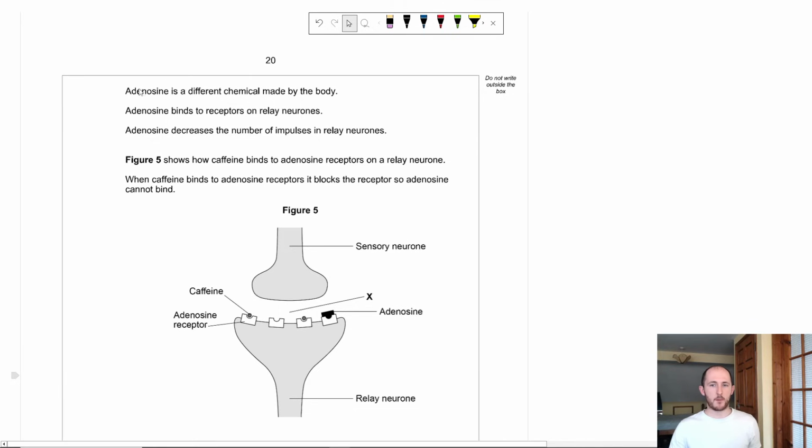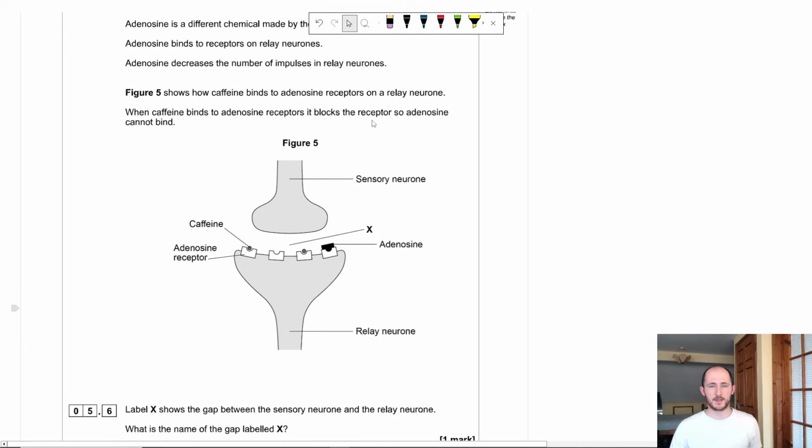Adenosine is basically the opposite of adrenaline. It's basically the opposite of caffeine in that sense as well. It's a different chemical made by the body. It binds the receptors on the relay neurons and it decreases the number of impulses. So what that effectively does is it increases reaction time, but it decreases reaction speed because the messages aren't passing through your neurons as quickly.